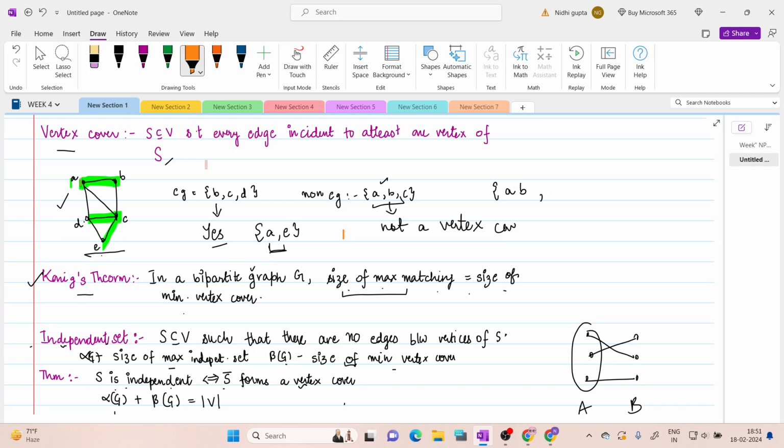AB, AC, DE, and DC. Yes, this is also an example because it is covering all the vertices.